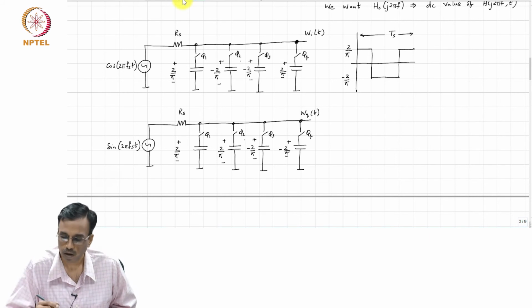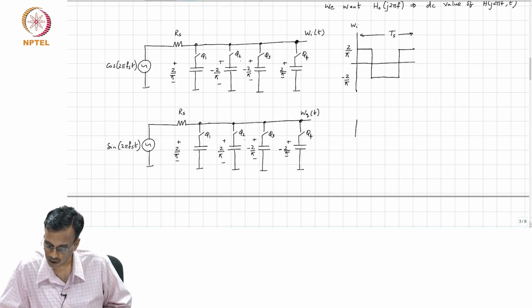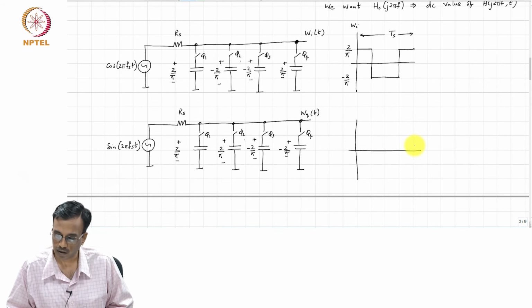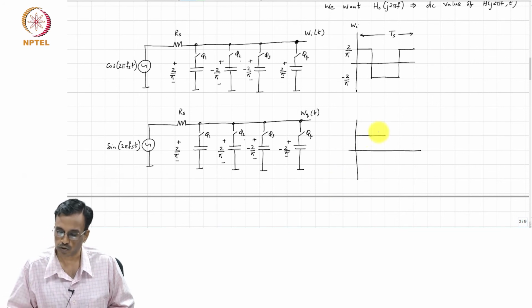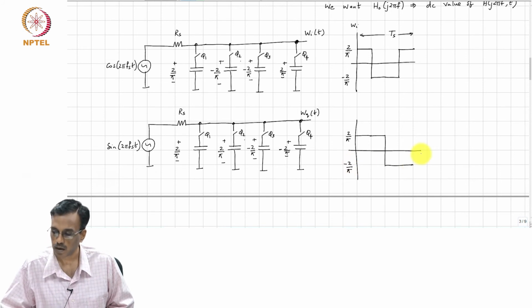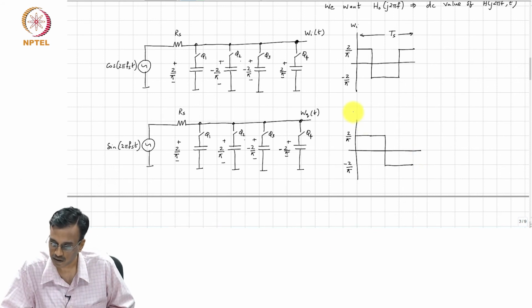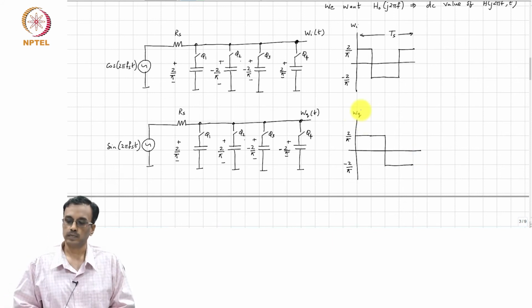All right. So, this is Wi. What comment can we make about Wq? During the first quarter cycle, it is going to be 2 by pi. Then its second quarter cycle also it's going to be 2 by pi. Third quarter cycle is going to be minus 2 by pi, and so again this is Ts and this is Wq, right.